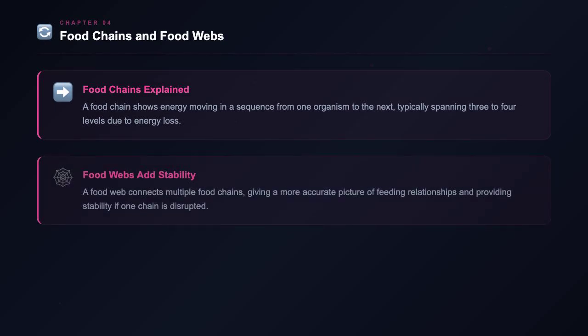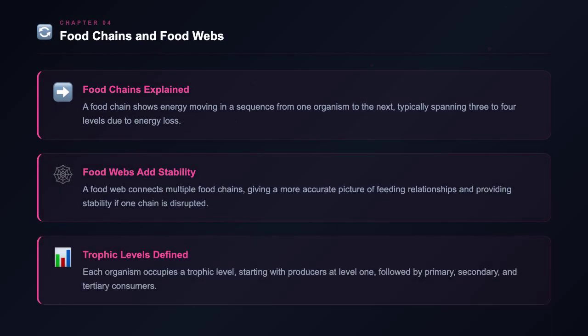Food chains and webs show energy movement through ecosystems. A food chain is a line of organisms, each feeding on the previous one. Energy transfers in a sequence, with most chains having 3 to 4 levels due to energy loss. Forest, grassland, and pond ecosystems have their own chains.